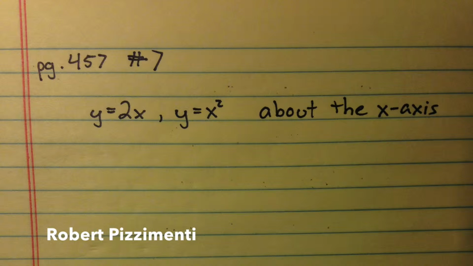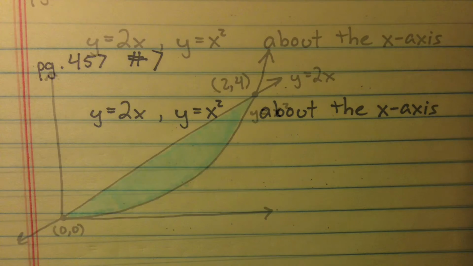Hello, I'm Rob Pisamenti, and today we will be looking at how to find the volume of a solid by rotating a region around a given axis. For this question, we'll be looking at the area bounded by the line 2x and the line x squared, and we'll be rotating it around the x-axis.